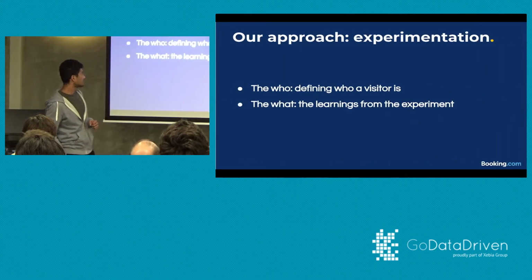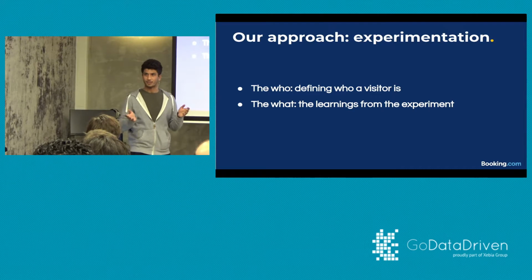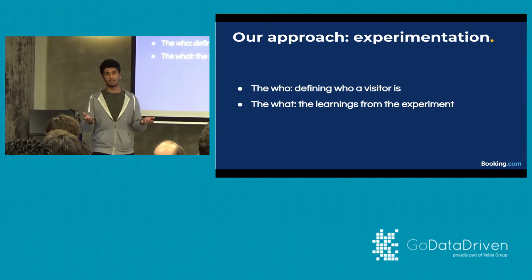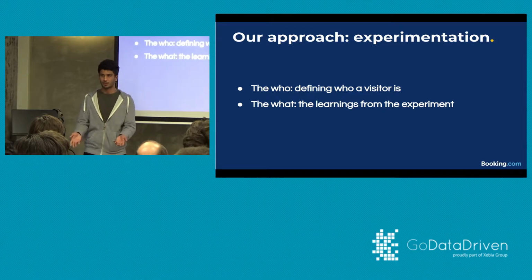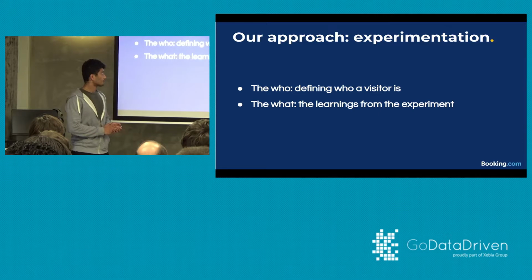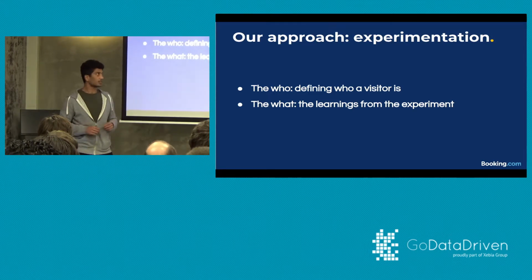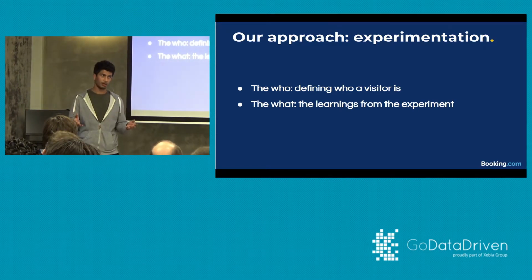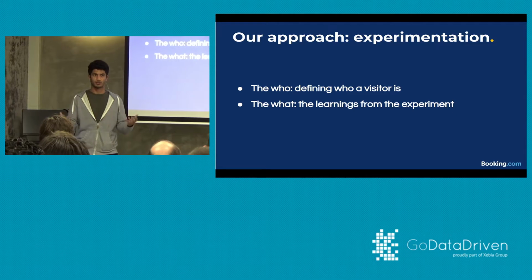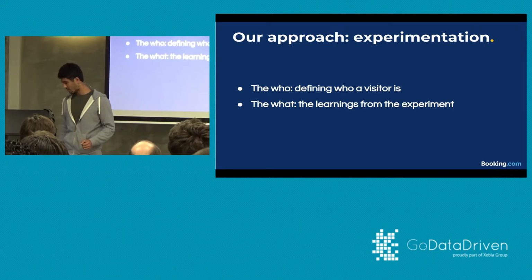Let's see concretely what that means in the context of experimentation. There are two aspects to experimentation. The who: who is your visitor, right? Let's say you are changing some part of our website, and I come to that part of the website, I'm your visitor. As you will see, the notion of a visitor at Booking is very general. And the other aspect is the what. What can we learn from this experiment? How did the visitor interact with your change, and what did their behavior tell us about your change? And what did we learn about the world as a result of this experiment?